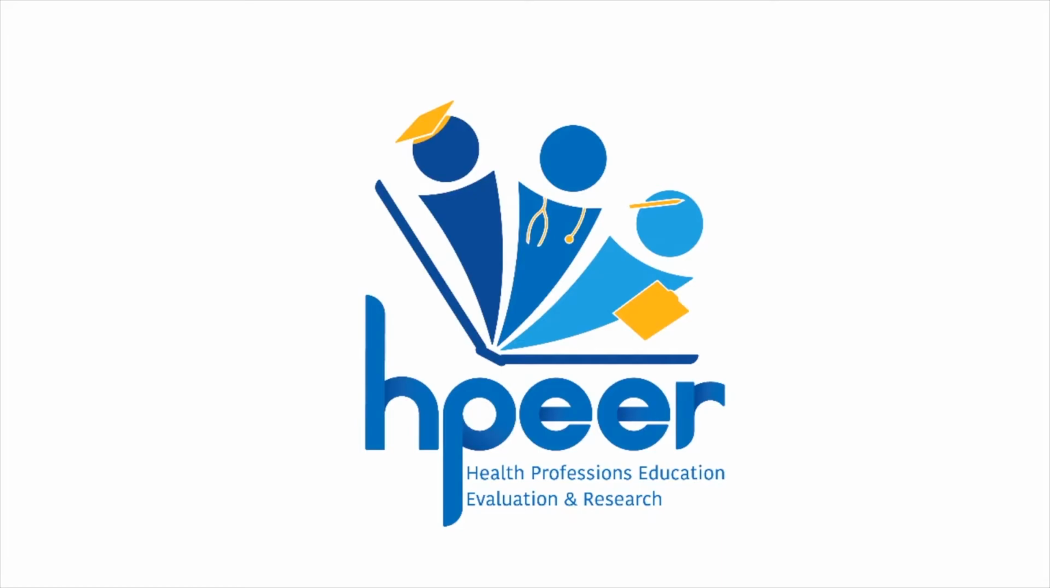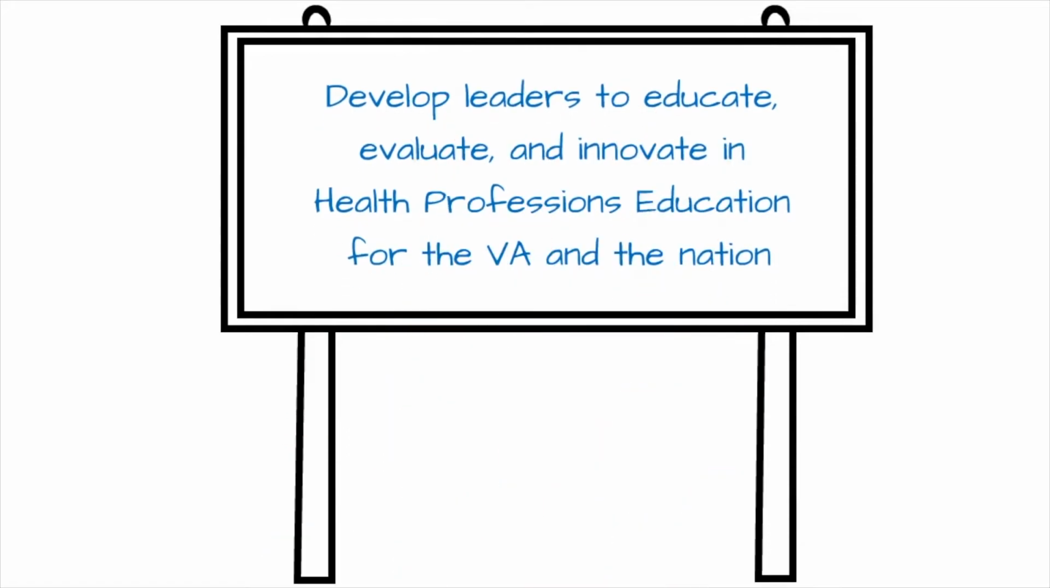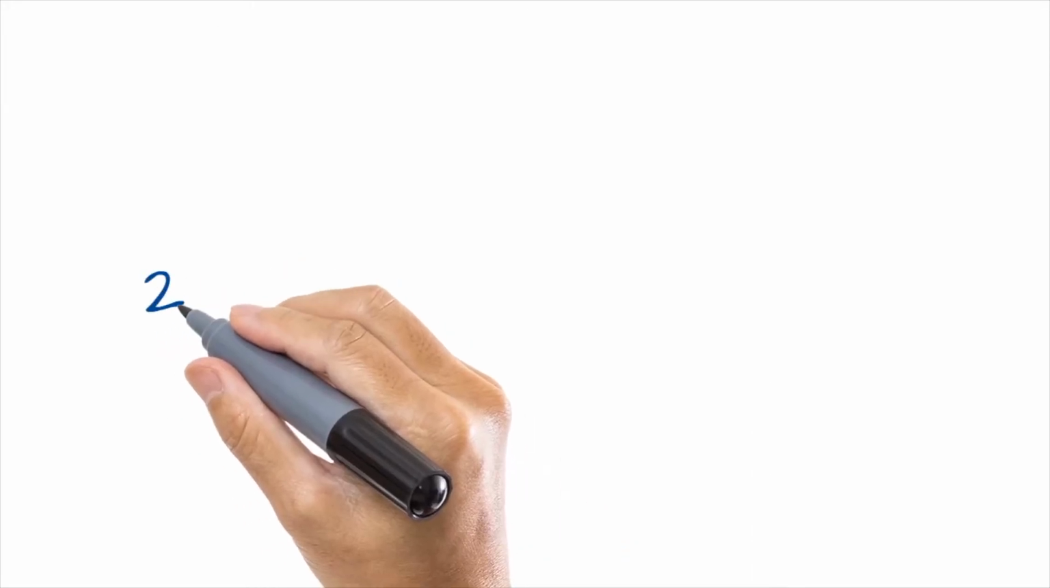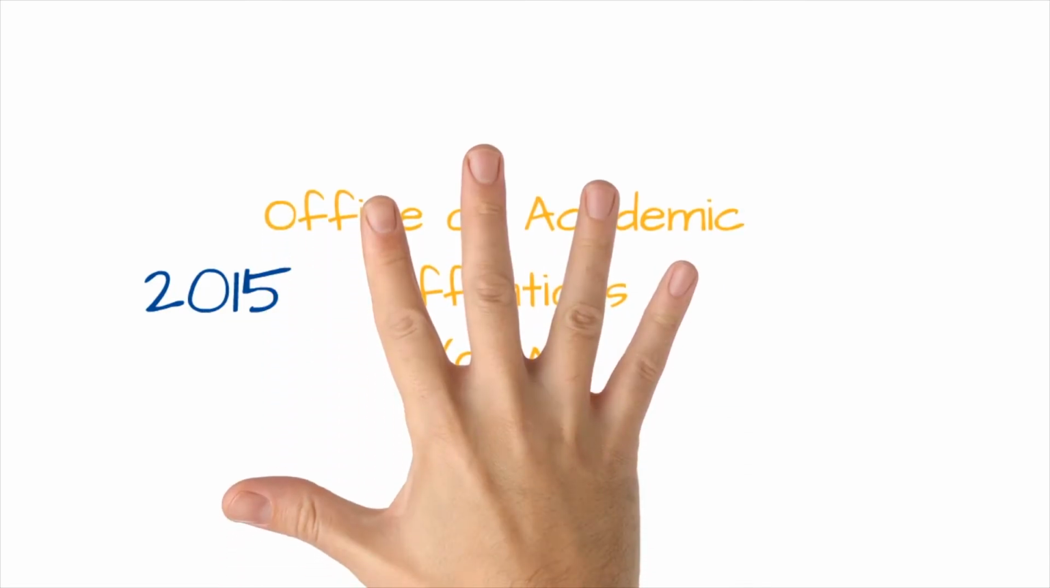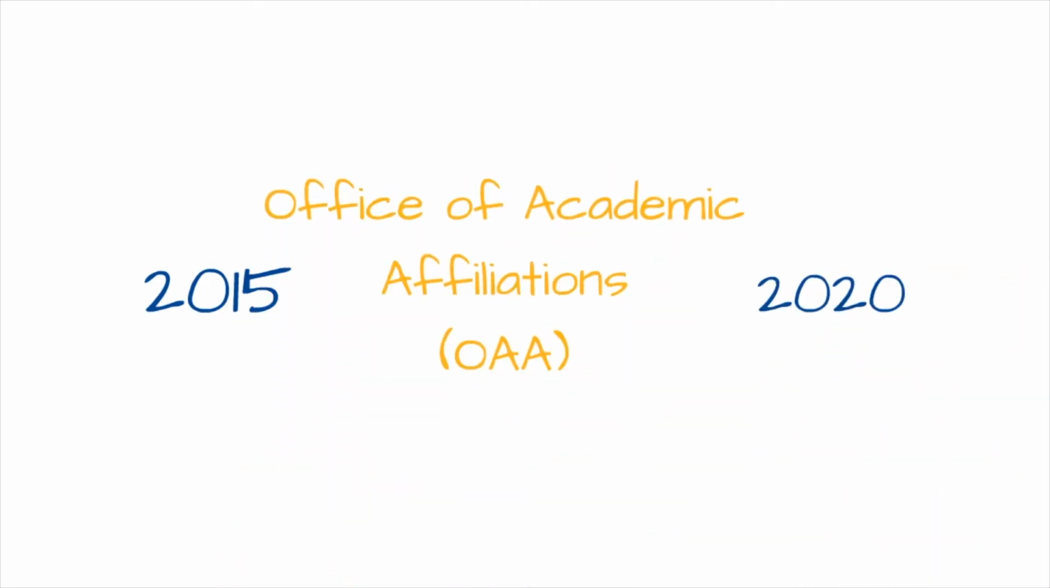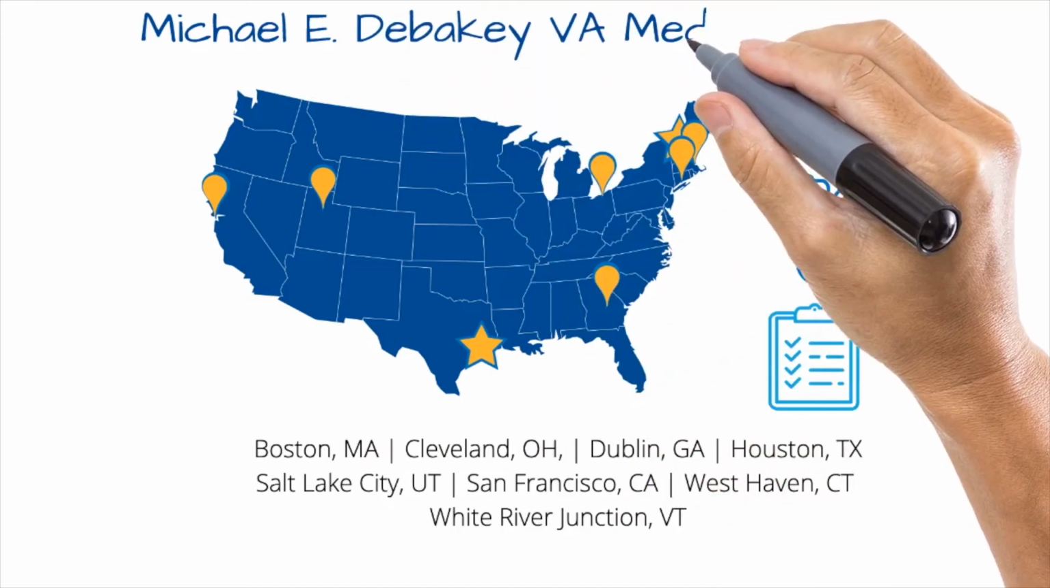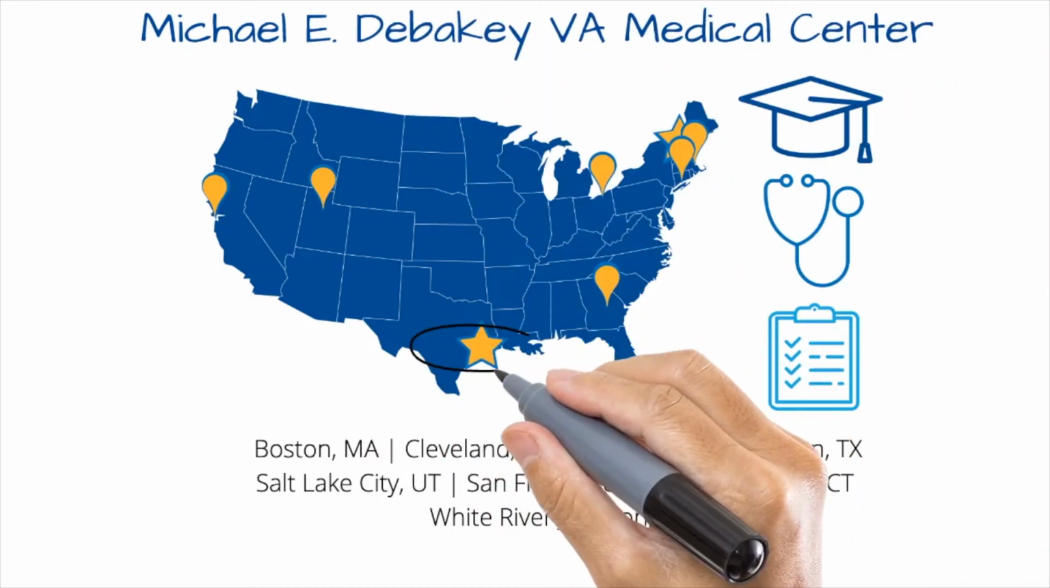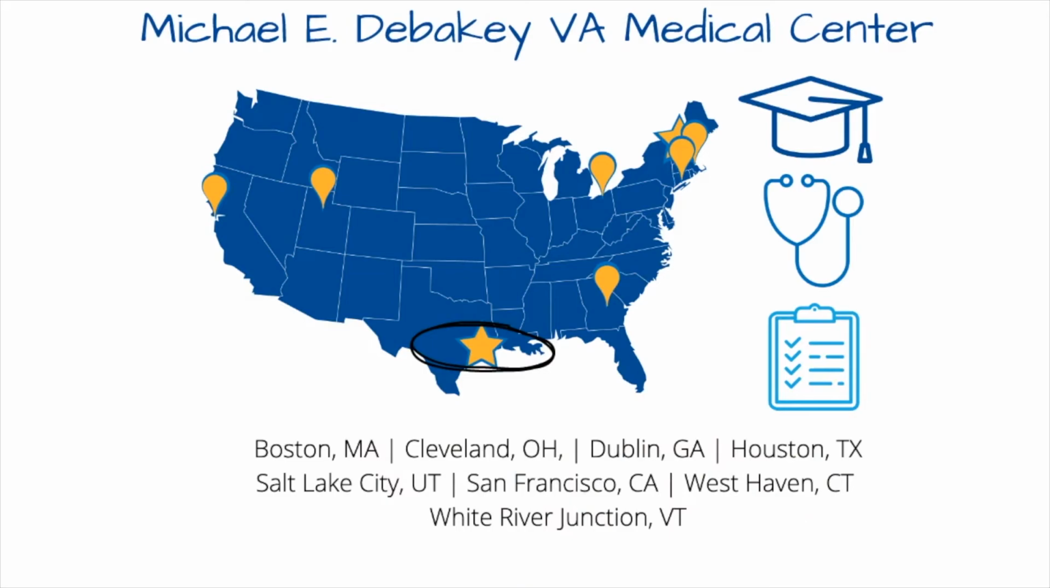builds on this legacy. The aim of the HPEER program is to develop leaders to educate, evaluate, and innovate in health professions education for the VA and the nation. Piloted in 2015 with 4 sites, the HPEER program was continued by the Office of Academic Affiliations in 2020. The Michael E. DeBakey VA in Houston, Texas, was established as a national coordinating center and charged with the development of HPE competencies and a national curriculum for the program.